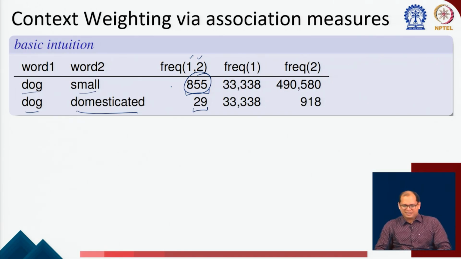So you look deeper and find out the frequency of the individual words. You say, okay, dog has a frequency of 33,000 plus, that is common, but small has a frequency of 490,000, compared to domesticated with a frequency of 918, right. Once you look at these frequencies, you get an idea that small was anyway a very common word, so it would have co-occurred in general. So its co-occurring with dog 855 times may not be as interesting as a rare word like domesticated occurring 29 times with it, right. So how do you capture this notion quantitatively?